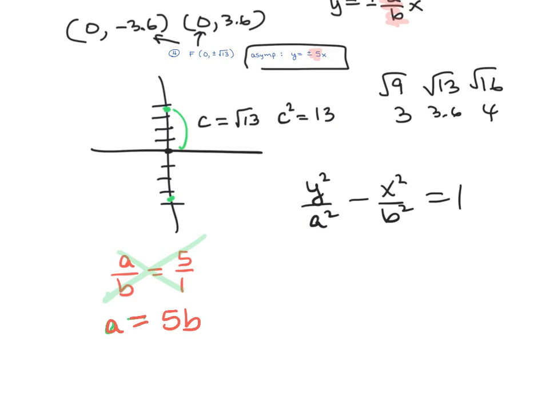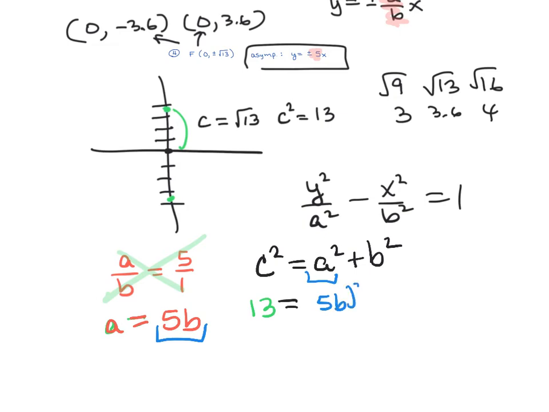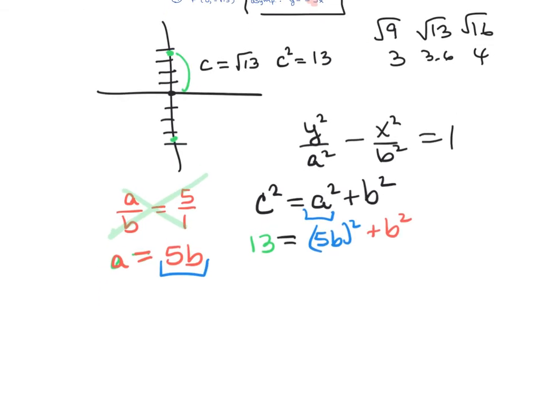So again, I'm going to resort back to this equation. And I'm going to plug in what a equals, which is 5b. So c squared, I already know that, that's 13. My a value is 5b, and I'm going to square that 5b. When I square the 5b, I end up with 25b squared.